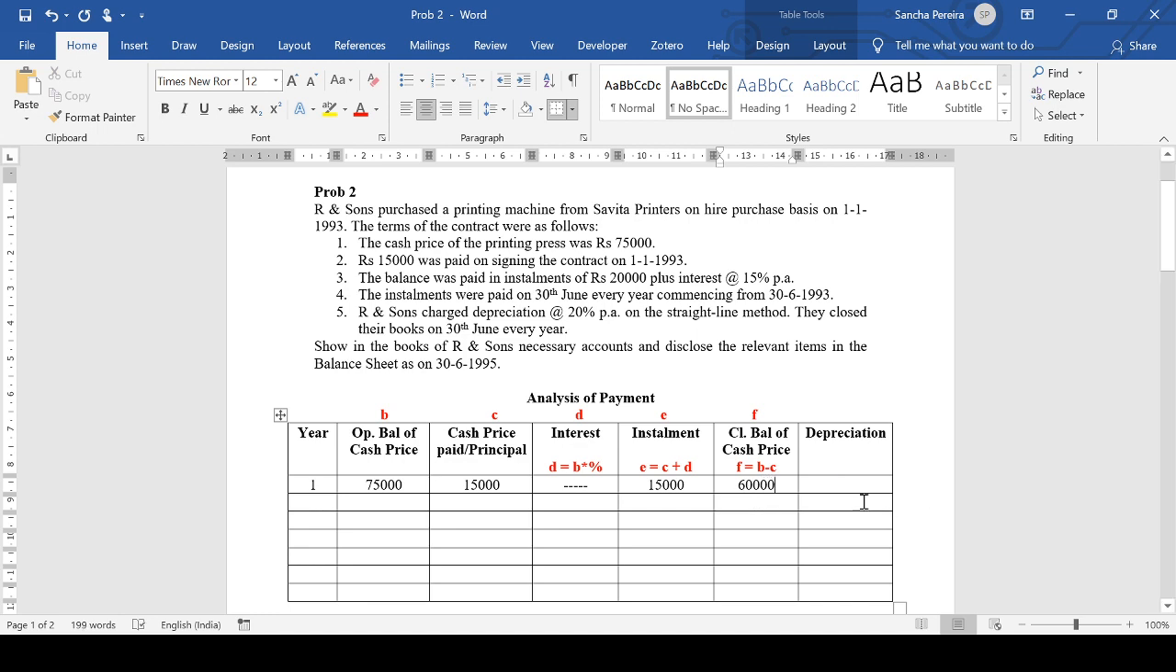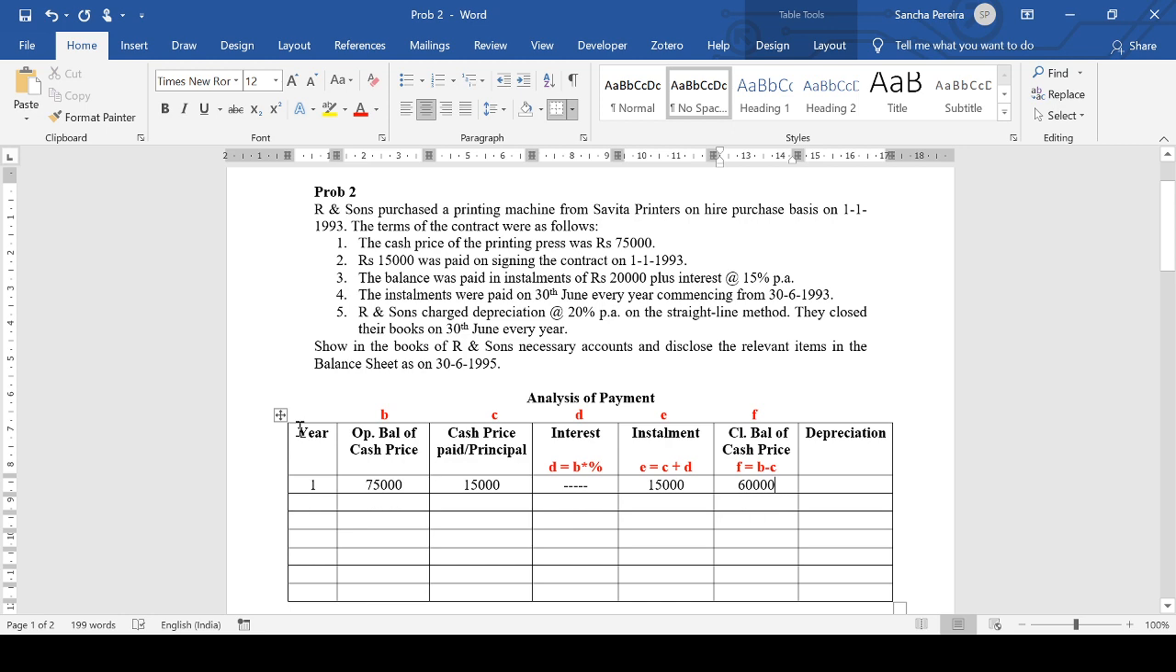Okay, now in this problem I have a column for depreciation as well, so we are going to also calculate depreciation. Can we calculate depreciation right now? It doesn't make any sense because we are just signing the agreement. We are on 1st January 1993. We are signing the agreement, so it doesn't make sense calculating the depreciation.